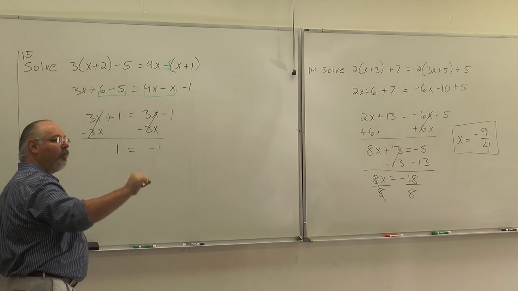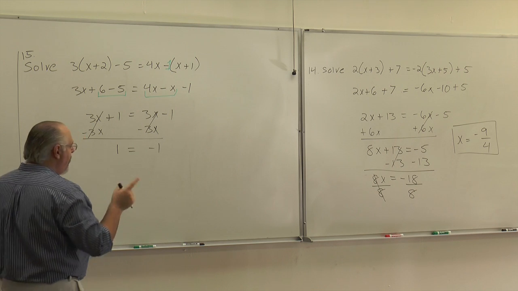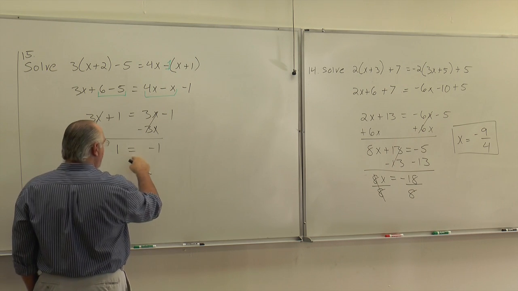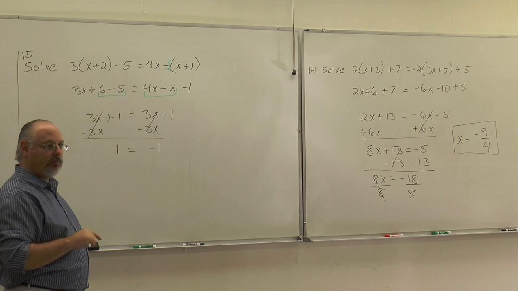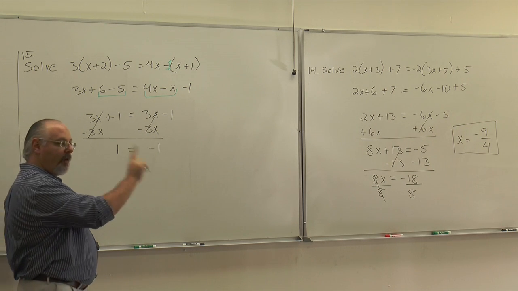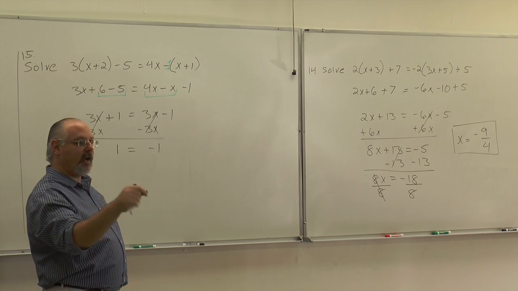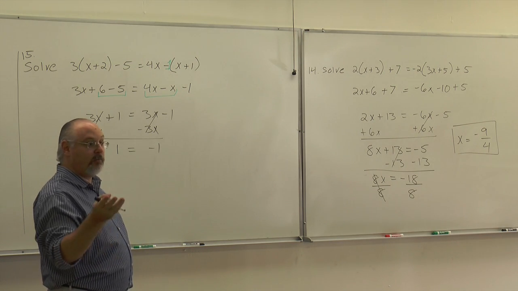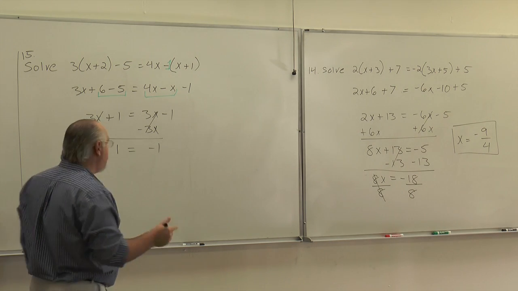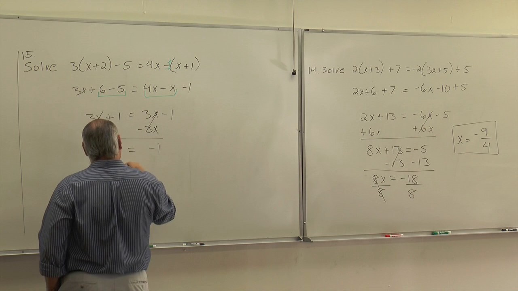So in this case, we get to a statement of two numbers. That one number is equal to another number. And I'm going to ask you, when is 1 equal to -1? When is that true? When is the number 1 equal to the number -1? Never. Those are different. So this is never true.